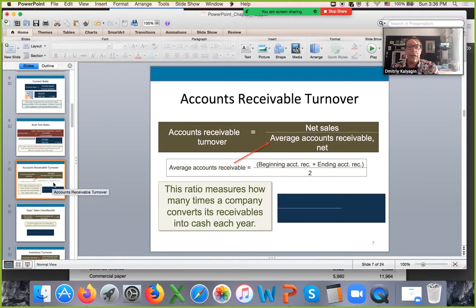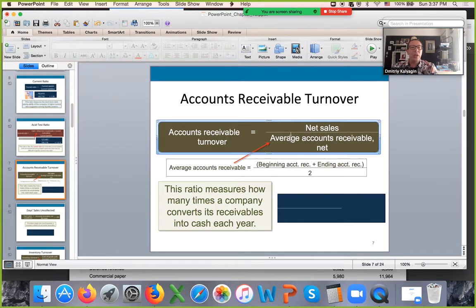The next ratio looks at how many times a company converts its receivables into cash every year. So I want this turnover in general to be higher. However, if it gets too high, it means that the company might be losing its customers. So we're going to take net sales from the income statement, or Apple calls it the statement of operations, and we're going to divide it by average accounts receivables.